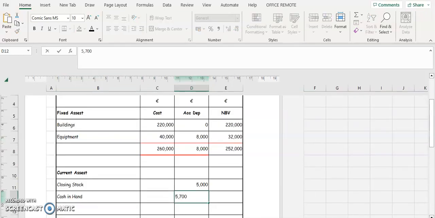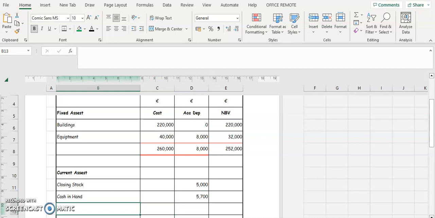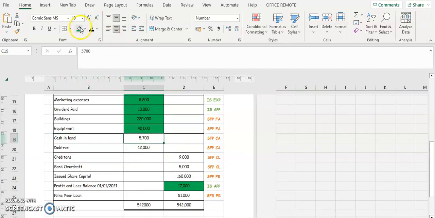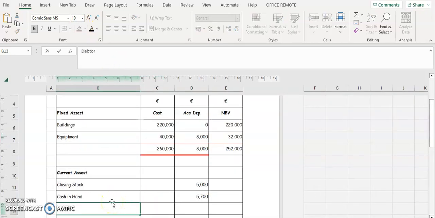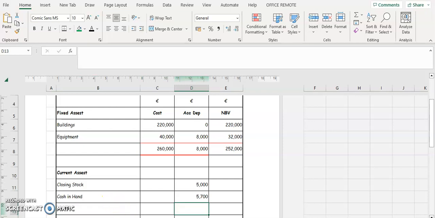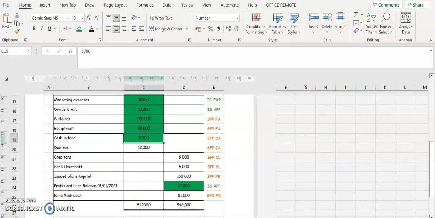$5,700. So we take that off. Next is debtors, which goes into your current assets. Debtors are people who owe us money. So it's going to be 12,000.